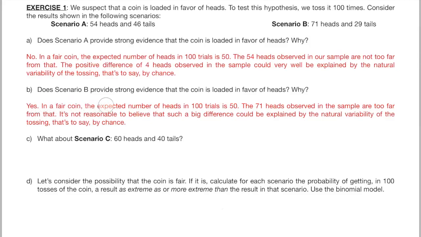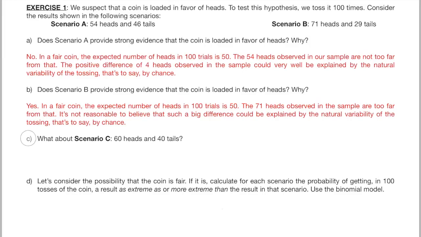In a fair coin, the expected number of heads in 100 trials is 50. The 71 heads observed in the sample are too far from that. It's not reasonable to believe that such a big difference could be explained by the natural variability of the tossing, that's to say, by chance. Notice that you can answer these two questions very nicely without any mathematical calculation, just by applying common sense. The problem with common sense is that it is not objective and it doesn't work well in gray areas.